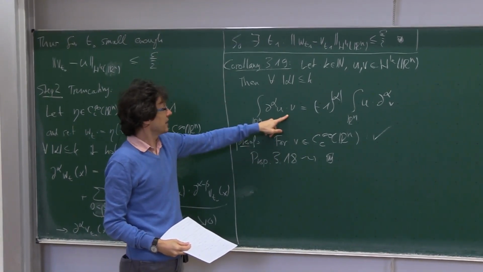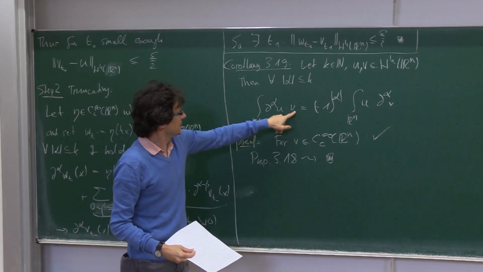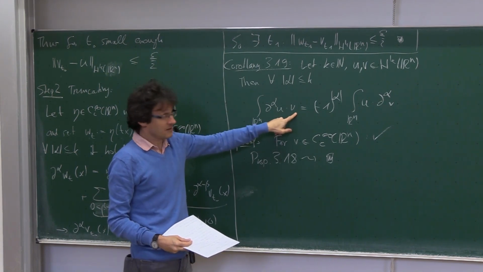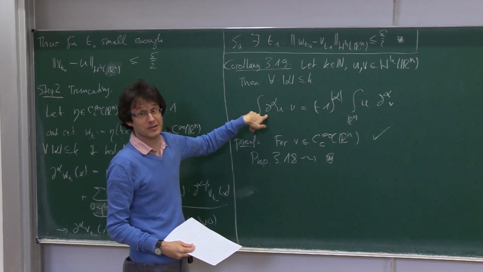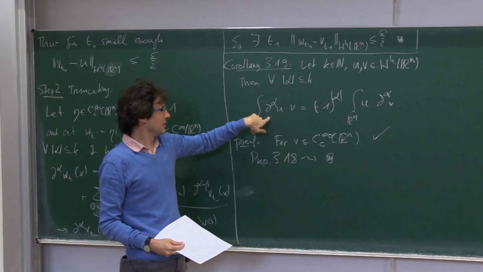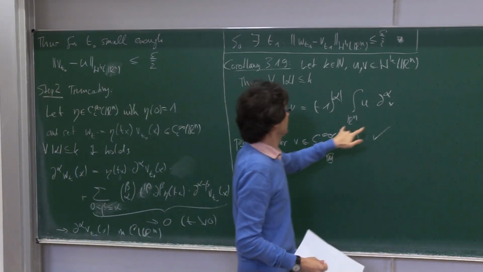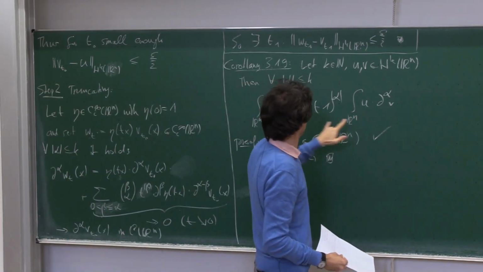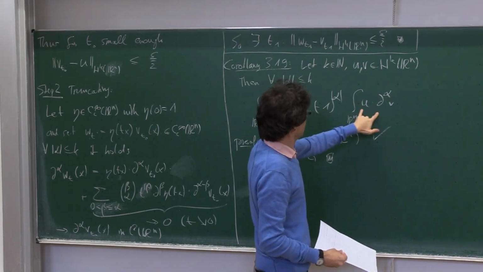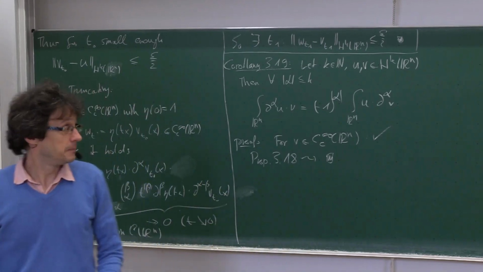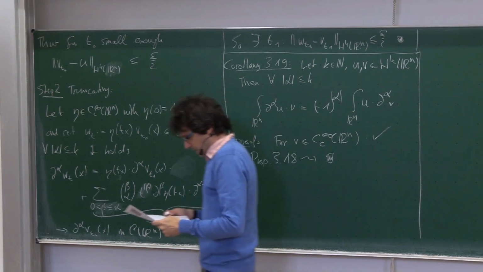So what you have to check is that if vj goes to v in hk, then this integral with vj converges to this integral with v, but this is just some sort of scalar product in L2, and scalar products in L2 are continuous with respect to limits in L2, the same on this side. So both of these integrals will converge if vj goes to v in hk to the corresponding integrals with v, and so you get the equality. Okay.